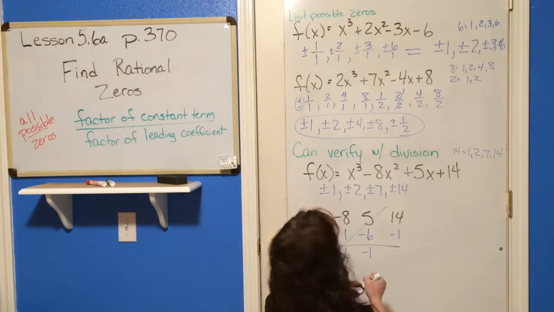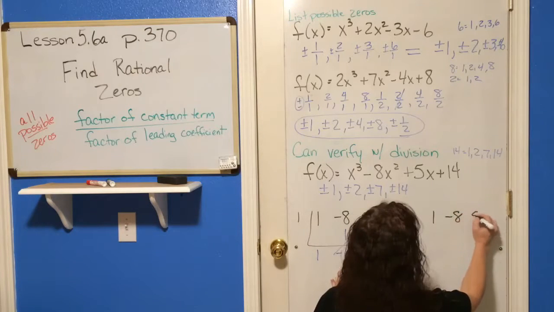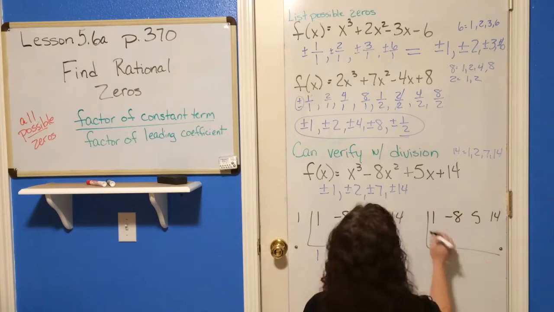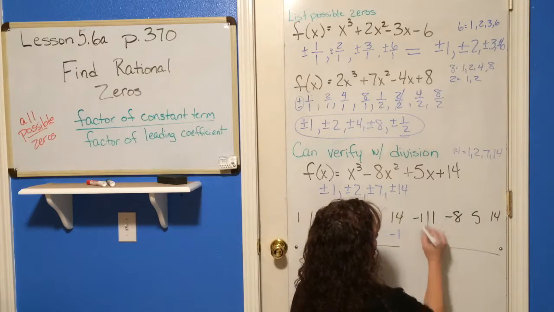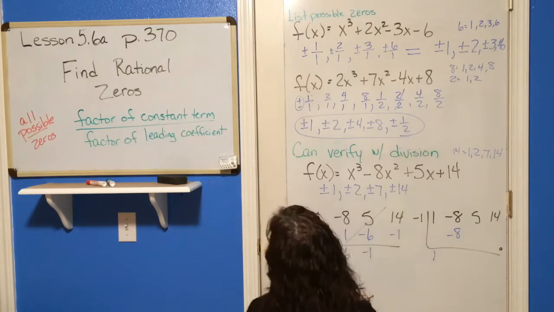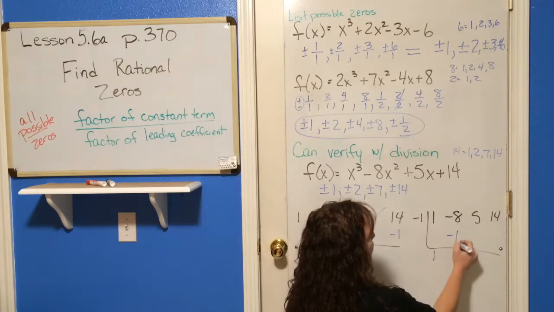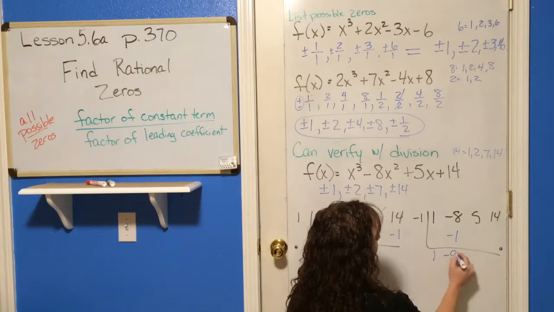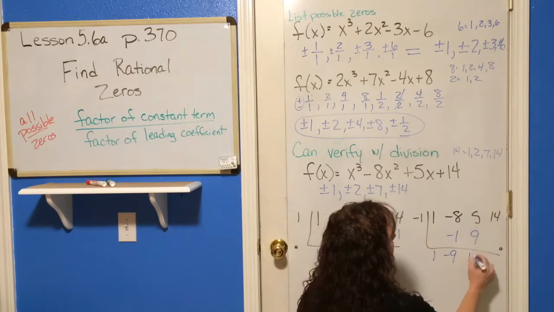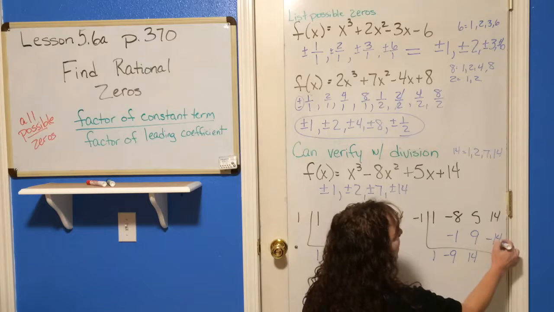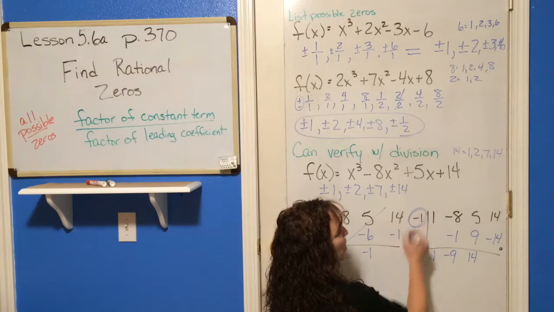Now let's try -1. We tried positive 1, let's try -1. So what do we have? 1, -8, 5, and 14, and we're going to divide that by -1. Try -1 as a 0. Bring down 1. -1 times 1 is -1. -8 plus -1 is -9. A negative times a negative is a positive 9. 9 plus 5 is 14. 14 times -1 is -14, so the remainder is 0.